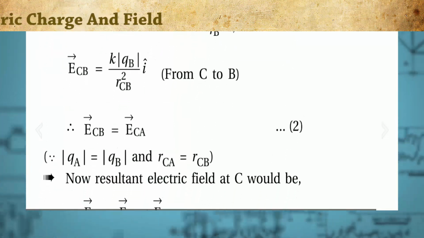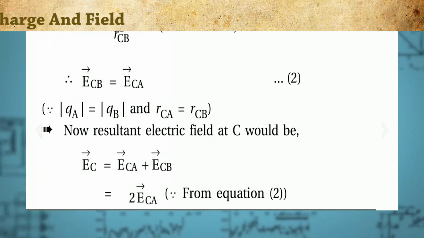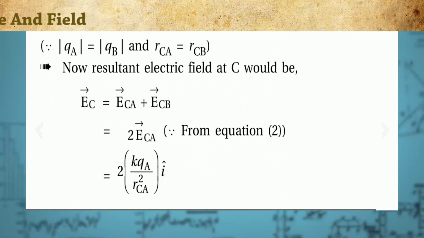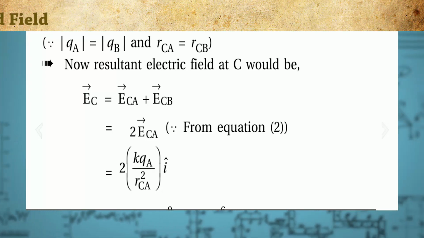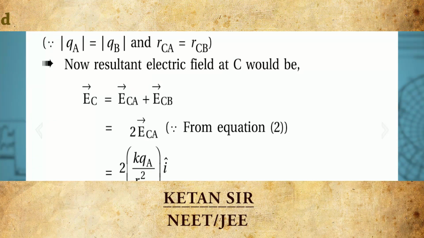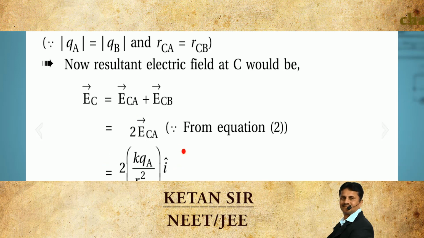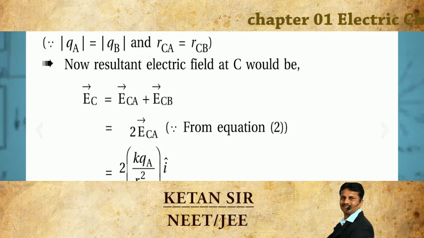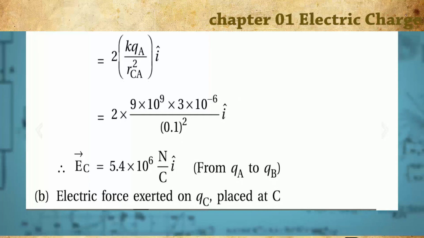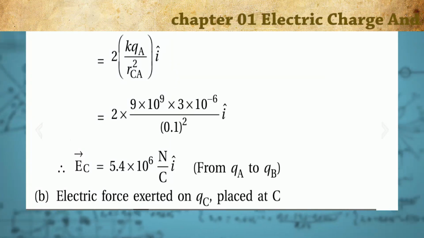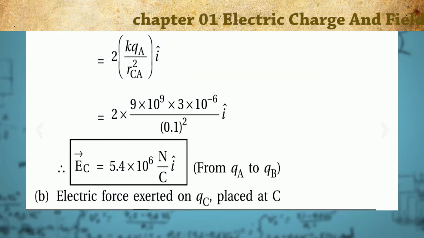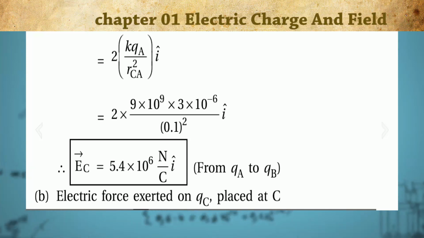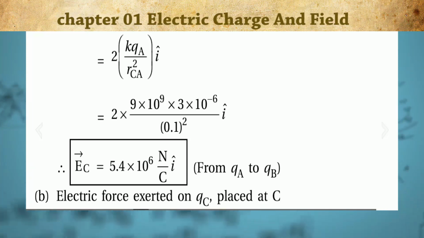Then the resultant electric field is E of CA plus E of CB, a simple summation, which is twice ECA, with a value of K QA by RCA squared, in i cap. Substitute the values and calculate the answer. And the answer is 5.4 into 10 raised to 6 Newton per Coulomb.